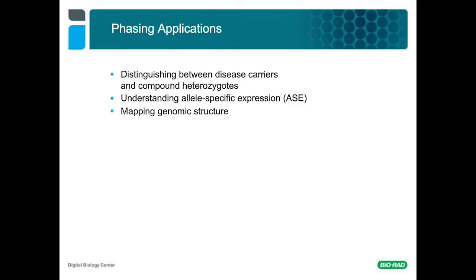There are several obvious applications that benefit from ddPCR phasing. First, for genetic counseling and clinical interpretation, it is very important to be able to distinguish between disease carriers and compound heterozygotes. This is particularly true for diseases such as cystic fibrosis. Accordingly, this presentation focuses on this disease and how ddPCR can be used to resolve two samples of identical genotype that might have significantly different phenotypes due to the phase of the variants.